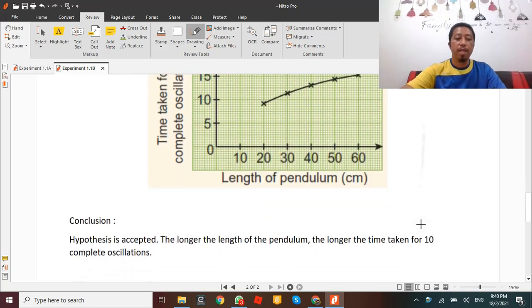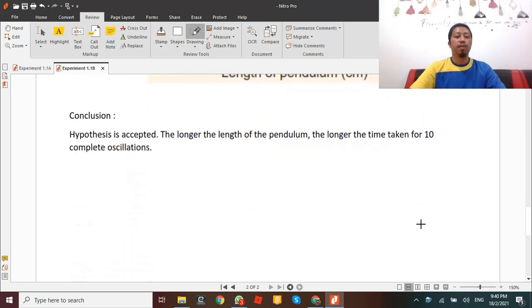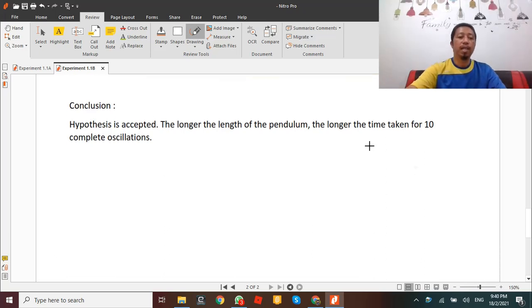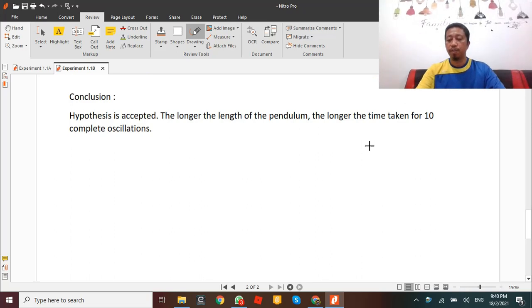Okay, so the conclusion: the hypothesis is accepted, of course, and the longer the length of the pendulum, the longer the time taken for 10 complete oscillations. So that is our conclusion from our previous experiment. Okay, so thank you.